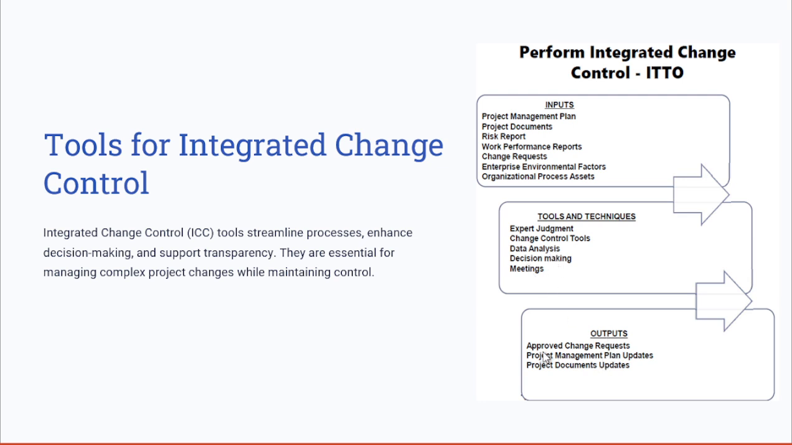The outputs here would be the approved change requests. Also, some project management plan updates. In case one of these changes is approved, it's time to update these project management plans, all of the 14 plans, and sometimes the 4 baselines to align with the changes. The project document updates are also one of the outputs of performing integrated change control.